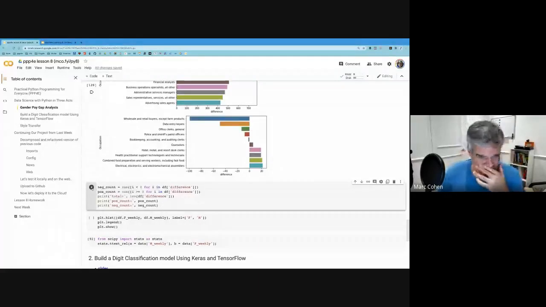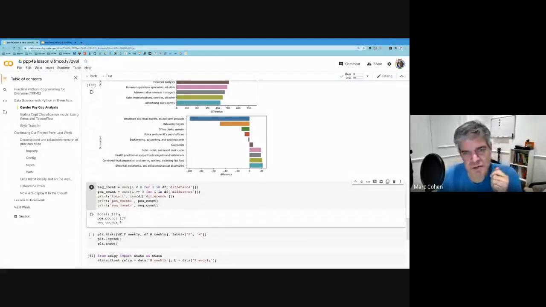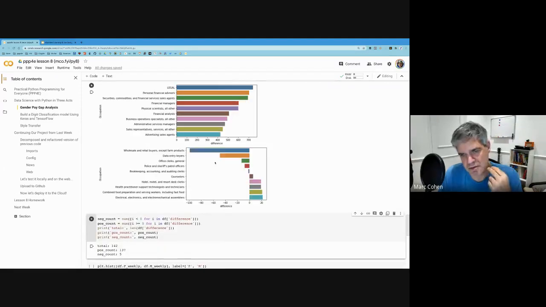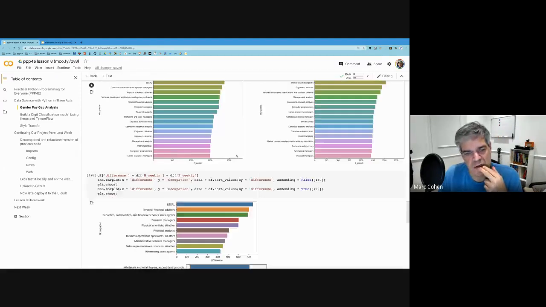So the total length is 142. That means there are 142 occupations in this data set. And you might be wondering why that's so small. It's because of all those NA values that we purged previously. Now the positive count, or the number of occupations where men were out-earning women for the same occupation, is 137. The negative count is 5. So we already knew there was going to be a small number on that side.